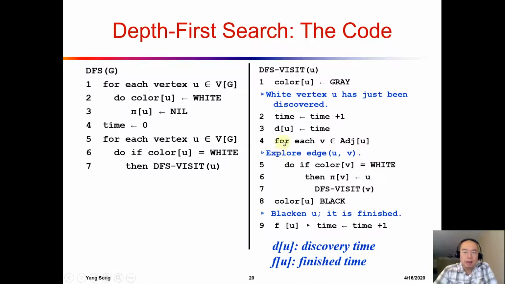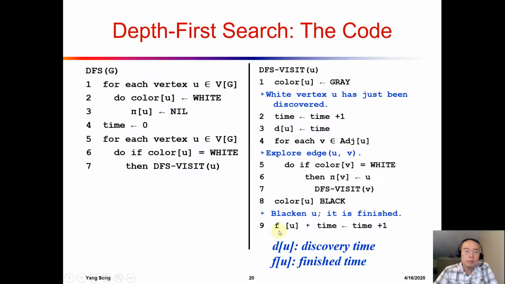So it keeps a record of when the node is discovered. And after that, for each adjacent node of the current node u, if the node v is a white node, we set u to be the parent of v, and then we do the DFS visit of v. So this is a recursive process, right? And after finishing visiting u and v and all the adjacent nodes, we change the color of u to black, increase the timer again, and assign that to f[u], saying that is the finish time.